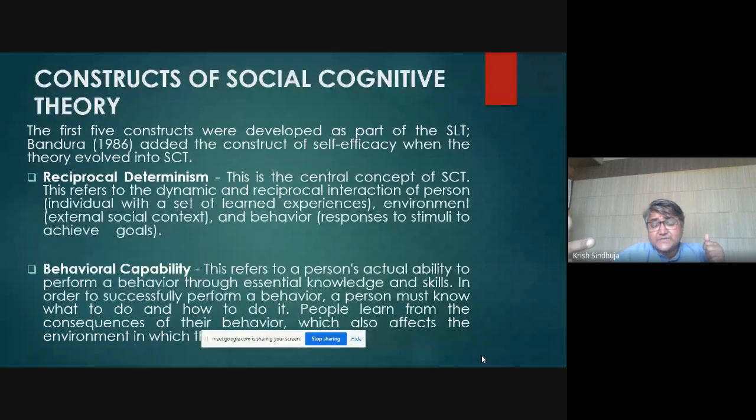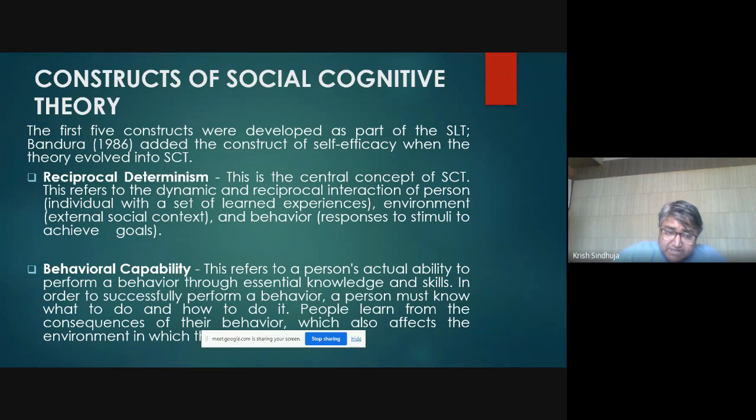The second construct of social learning theory is behavioral capability. This refers to the person's actual ability to perform a behavior through essential knowledge and skills. So in order to successfully perform a behavior, like a jewelry maker, right? He should know the metallurgy components, pure gold, how to do it, at what melting point he has to take out the gold, and what other mixtures go with it that give stability to the gold. So what to do and how to do it, everything he should have.